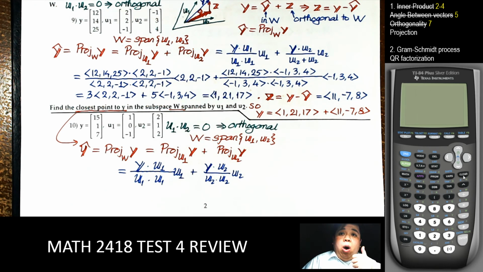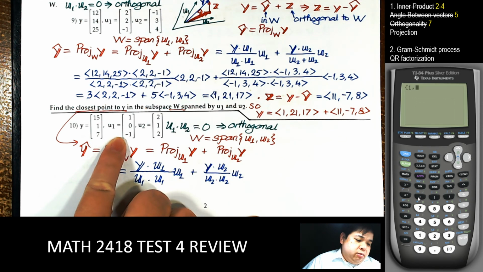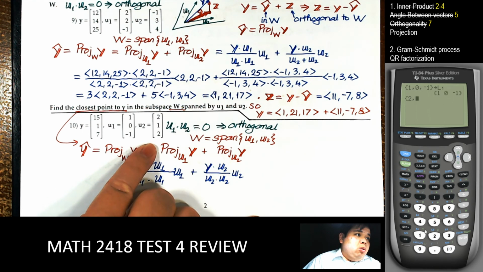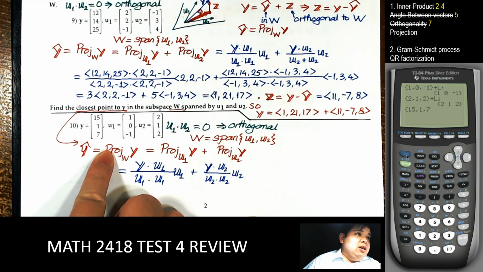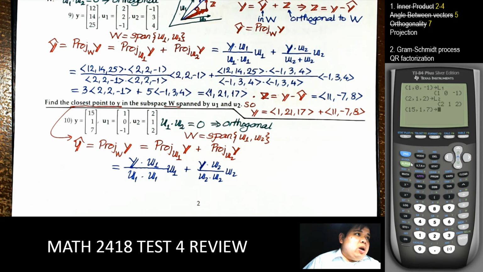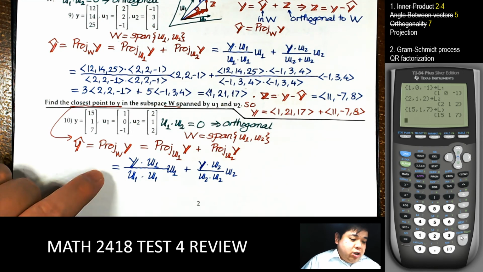So let's say U1 is L1, U2 is L2, and y is L3, right? First, we enter the numbers for U1: 1, comma, 0, comma, negative 1, and I will store that into L1. Then U2, store into L2, and then y, L3: 15, 1, and 7, store that into L3. Right, and then we'll just do this again.